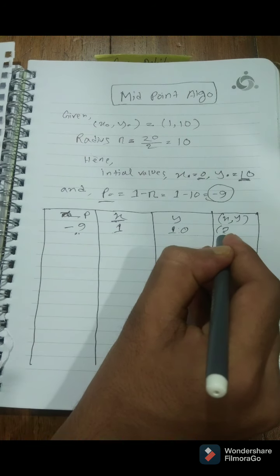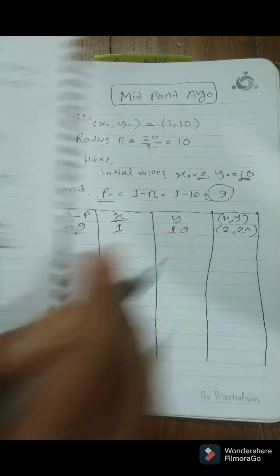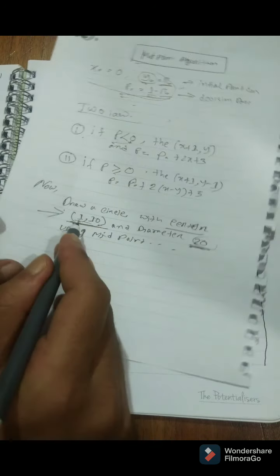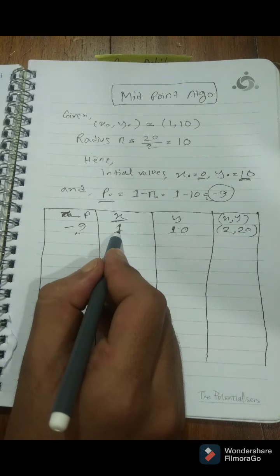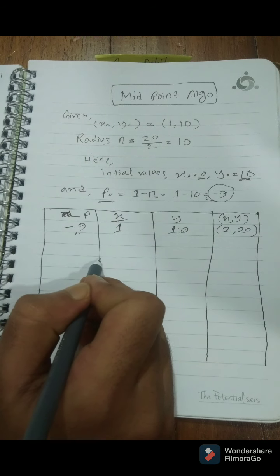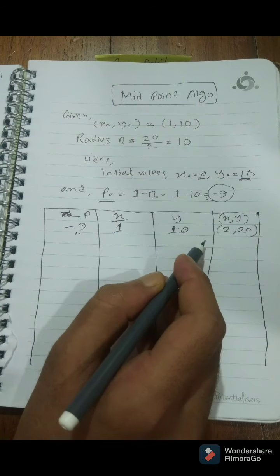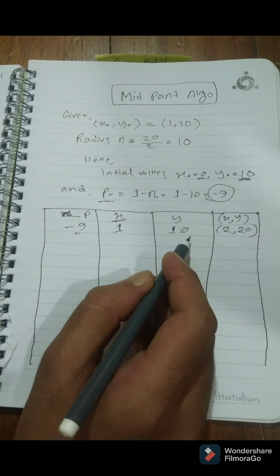So it will be 220 as we get 110 as a center, and here x equal to 1 and y equal to 10. So here xy equal to 2 comma 20.